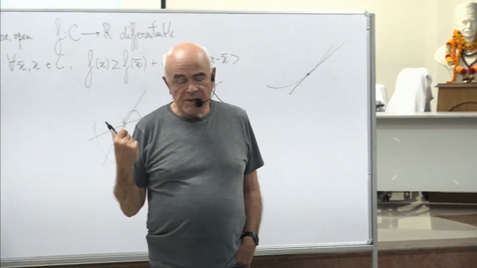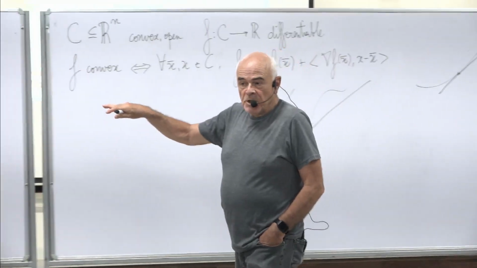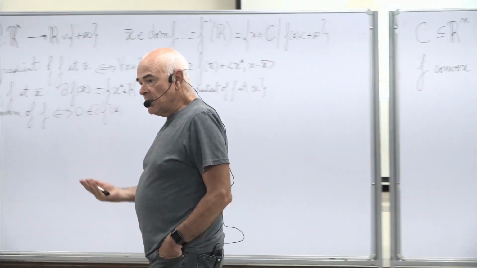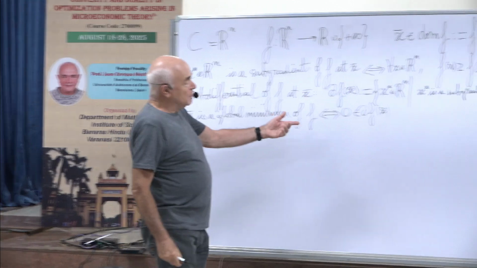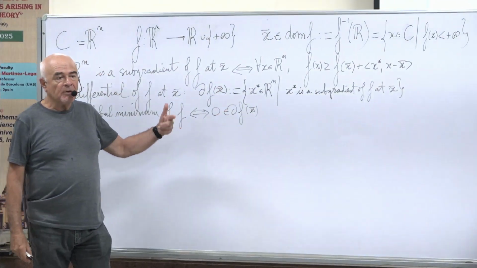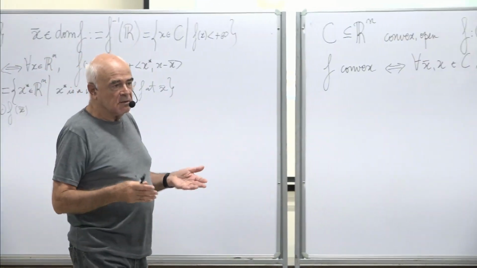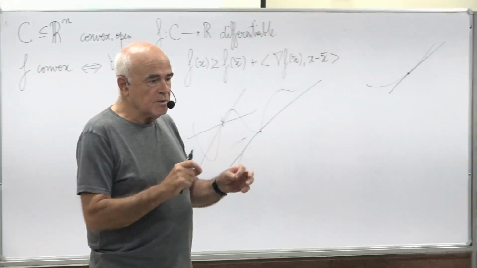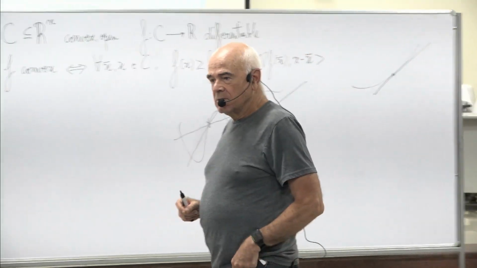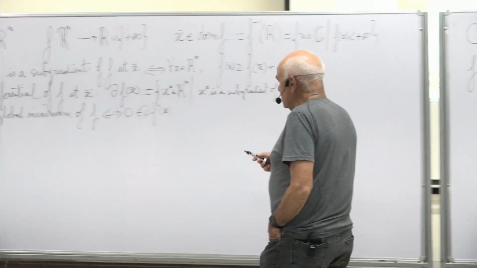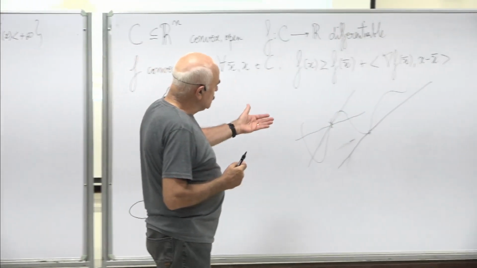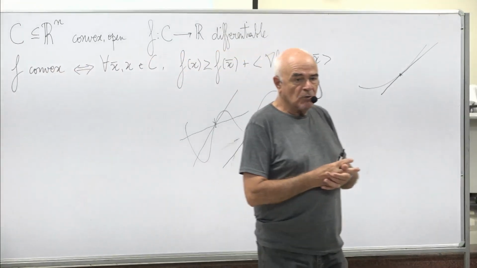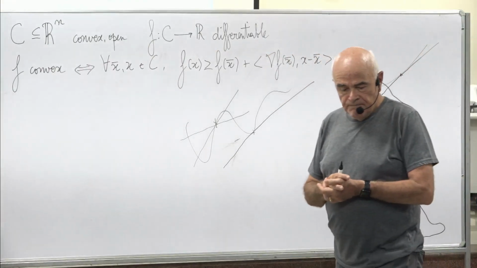I have not used any convexity at all. And this simple observation is useful, as I said, for instance, when dealing with DC functions, differences of convex functions. This is an extension, as we will see later, of the so-called Fermat's rule, that at a local minimum or maximum, the derivative is equal to 0. Because the subdifferential, the way it is introduced, the set of subgradients, is somehow a substitute of the gradient for non-differentiable functions. Okay?